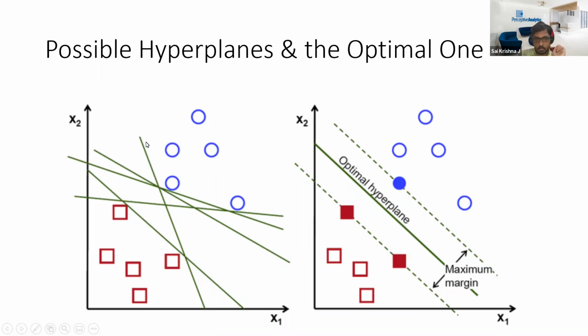Now all these lines that you see here are all the possible hyperplanes that you can draw. This is very similar to the linear regression concept where we have something called a line of best fit. If you remember, linear regression works in a similar way. You have two variables x and y, and then you draw all possible lines across all those data points, and then you pick that particular line which has the least sum of squares.